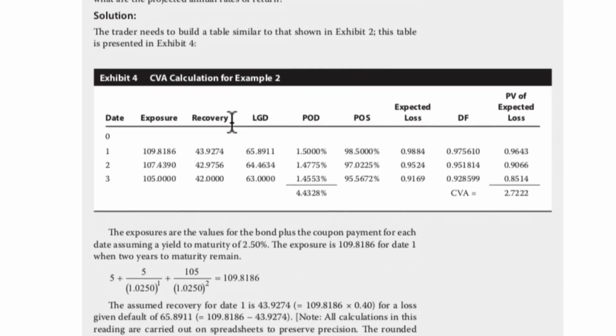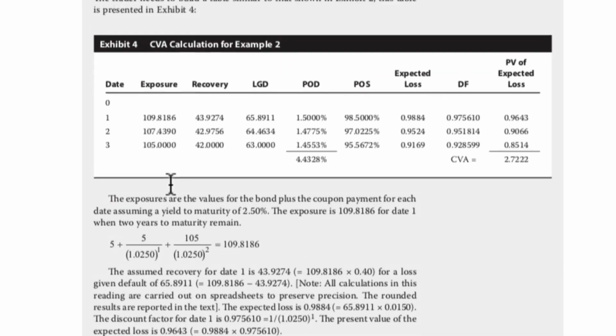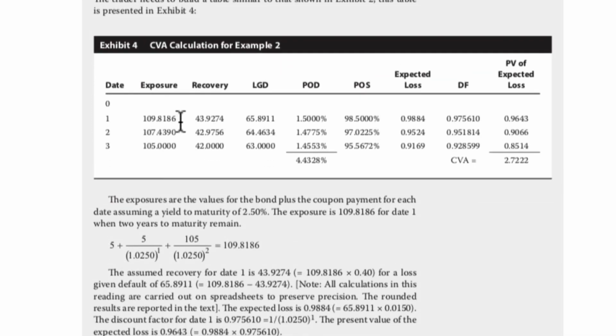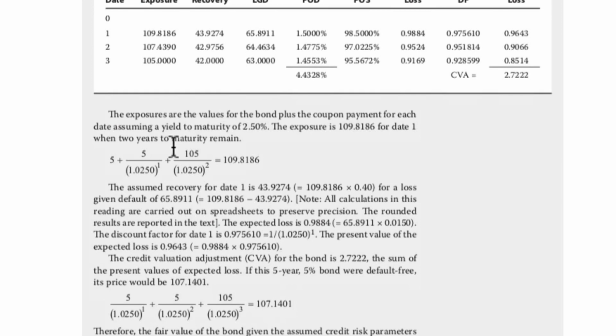To do that, what do we need? We need our exposures first. So here's our exposures. Let's look at how we get this first number, the 109.8186. After the first year, we've earned $5. That's ours. We've earned it. We don't have to discount that. And by the way, it's the expected exposure, so in 1 year from now, that's exactly what it would be. No need to discount something to 1 year when it is 1 year, right? Then we still have $5 for the second year and $105 for the present value.